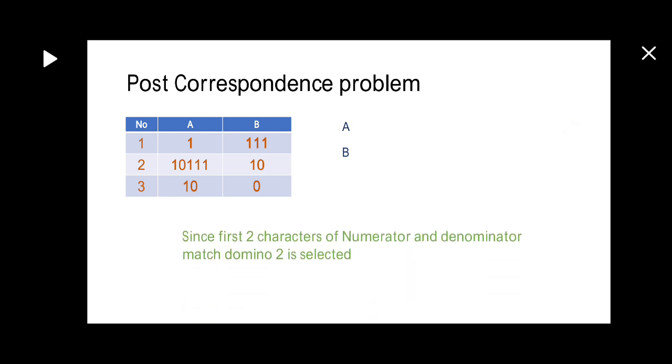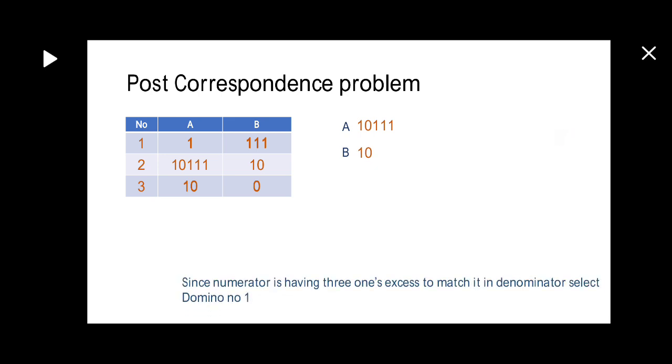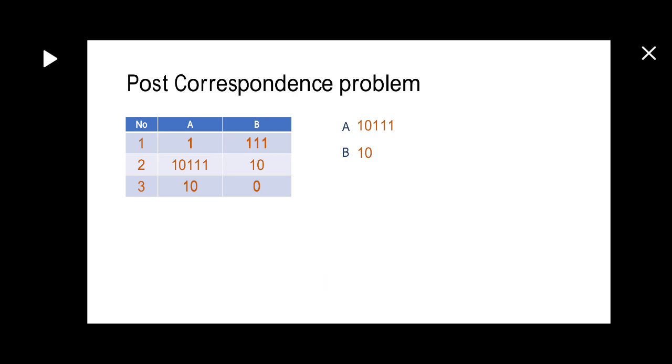When domino 2 is selected, in the numerator it goes 1 0 1 1 1, triple 1 goes here, and in the denominator 1 0 goes here. Now 1 0 and 1 0 match. Now you have 3 1s in excess on the numerator. So you should select a domino where 3 1s are coming in the denominator. So obviously now we will select domino number 1 here. So when we select domino number 1, 1 actually goes on the numerator and 3 1s actually come on the denominator.